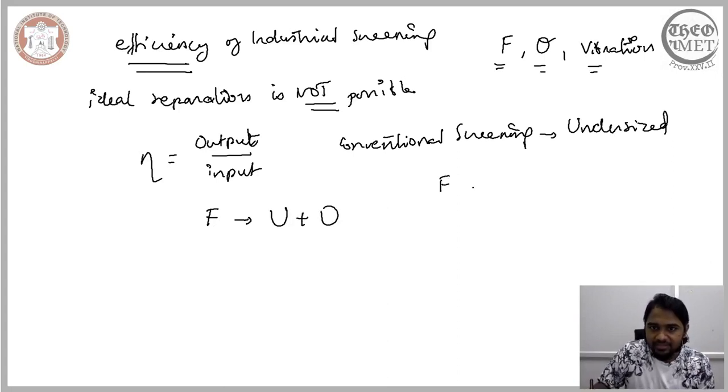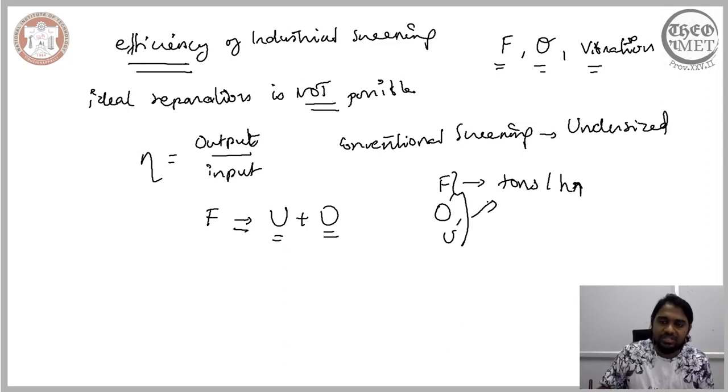The feed, on an industrial scale, is referred to as the amount of the mixture of particles that you provide per unit time. So it has the unit of tons per hour. Now this feed comprises the combination of undersized and oversized particles, and they have the same unit. So the overall feed, F, is the combination of undersized and oversized particles, and they share the same unit, that is tons per hour. Through screening, we are able to separate this into undersized and oversized particles.